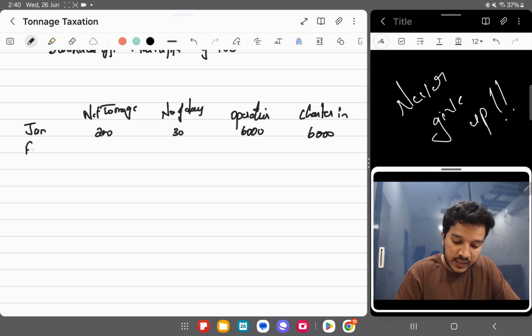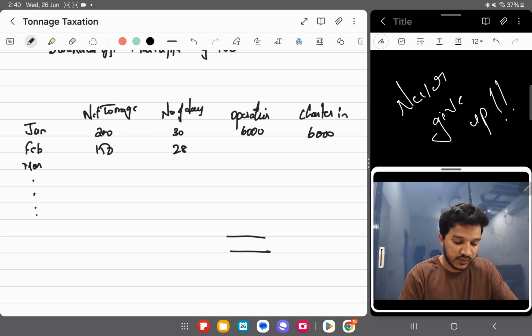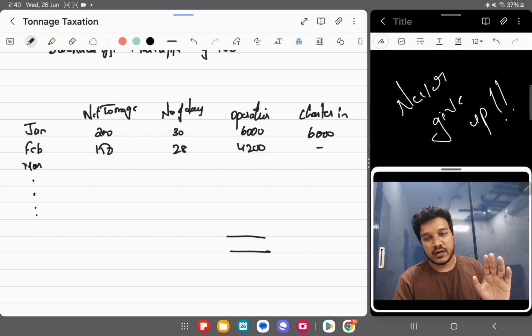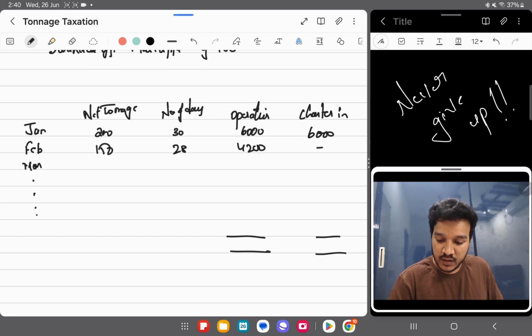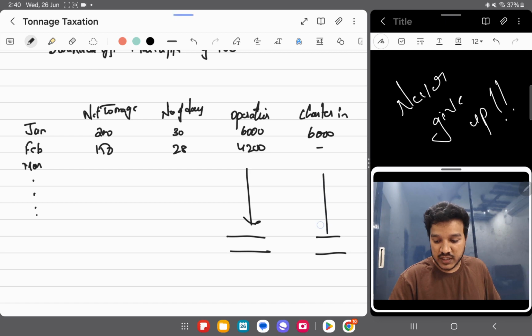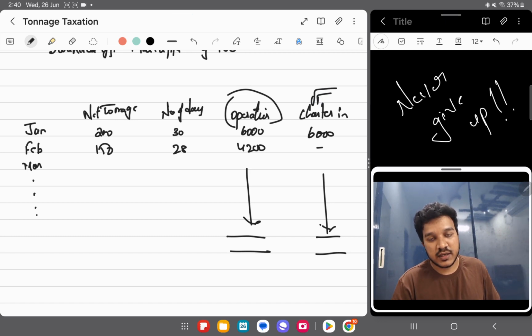Now calculate for the month of February, and for March, like that you do it for 12 months. Now see what income you will be getting here. For February also I'll do it. Here net tonnage came up to 150 and February has 28 days. So 150 into 28 comes to 4,200. This one I have not given on rent, so this is operational income. Like that, add up your operational income and your chartering income. Whatever income is not rented will come in operational income, and the income from the ship given on rent will come in charter.